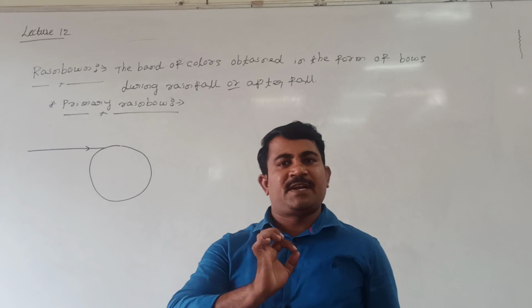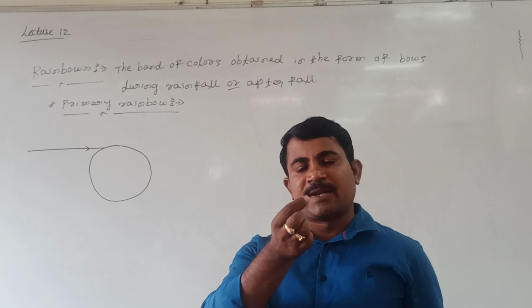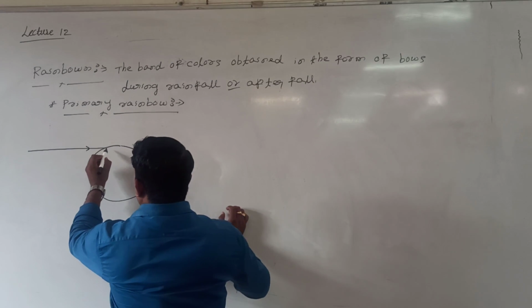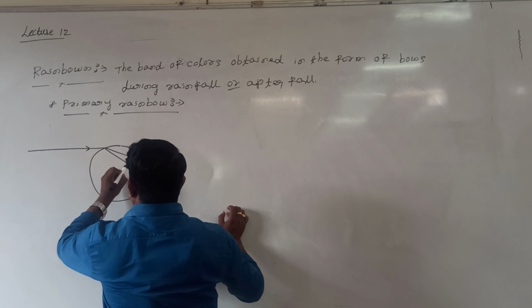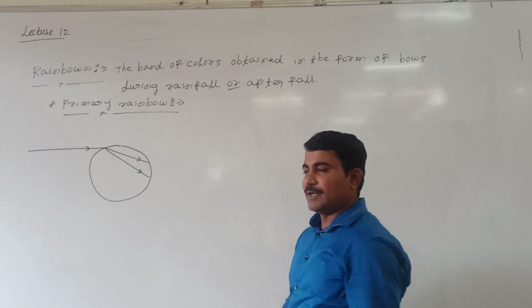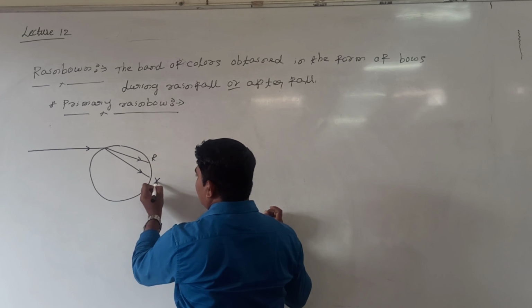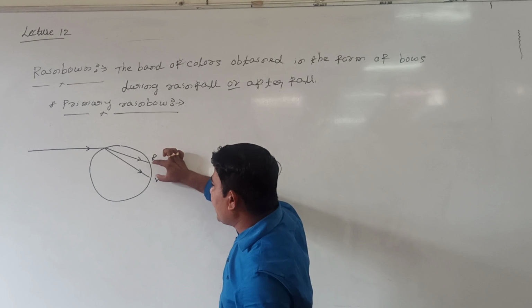When white light is incident on the prism, similarly white light incident on the water droplet, 7 types of colors are obtained. See here, which is least deviated? We can say red light is least deviated and violet light is most deviated. I can take this as red light and this is white light. In between red and violet, how many types of colors are there?